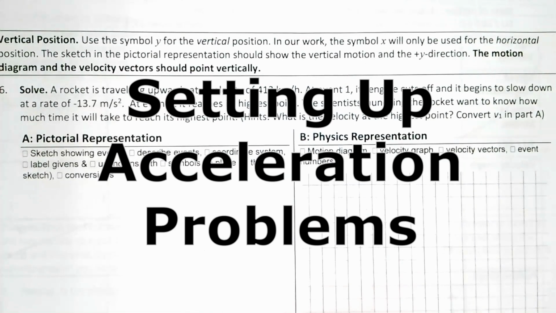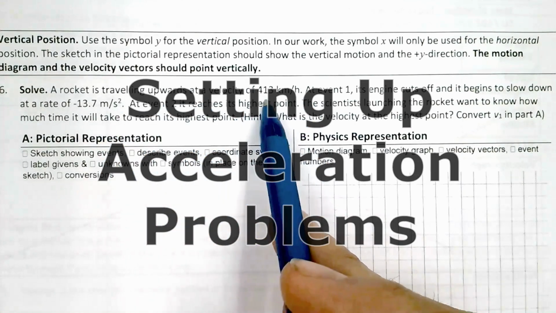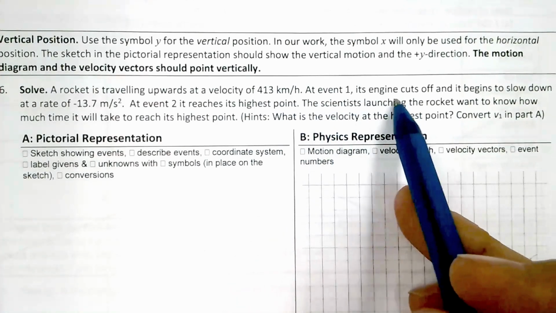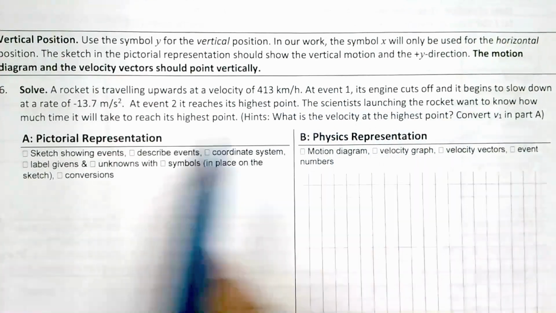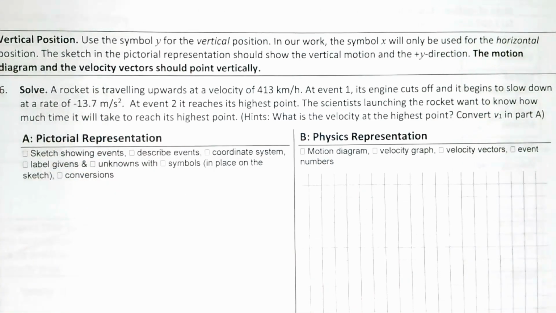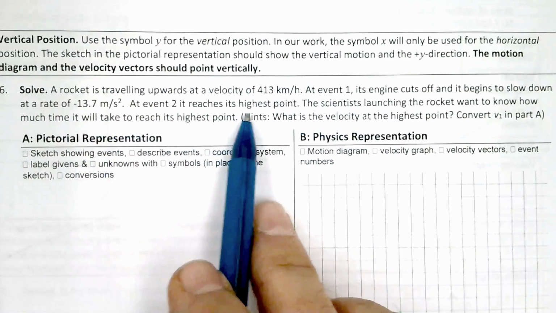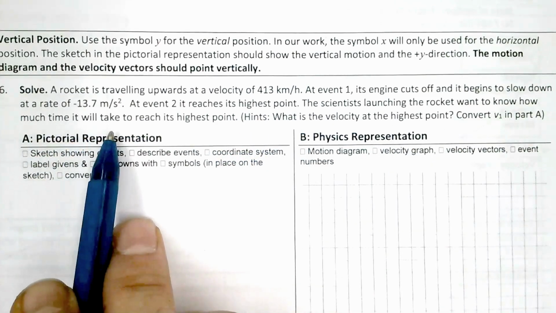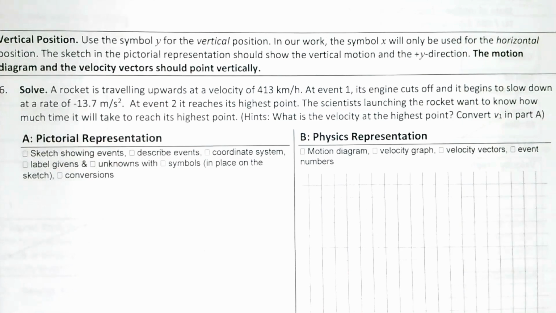Let's take a look at how we set up acceleration problems. So in this problem, a rocket is traveling upwards at a velocity of 413 kilometers per hour. At event 1, its engines cut off. It begins to slow down at a rate of negative 13.7 meters per second squared. At event 2, it reaches its highest point. And we want to know how much time it takes to reach the highest point.